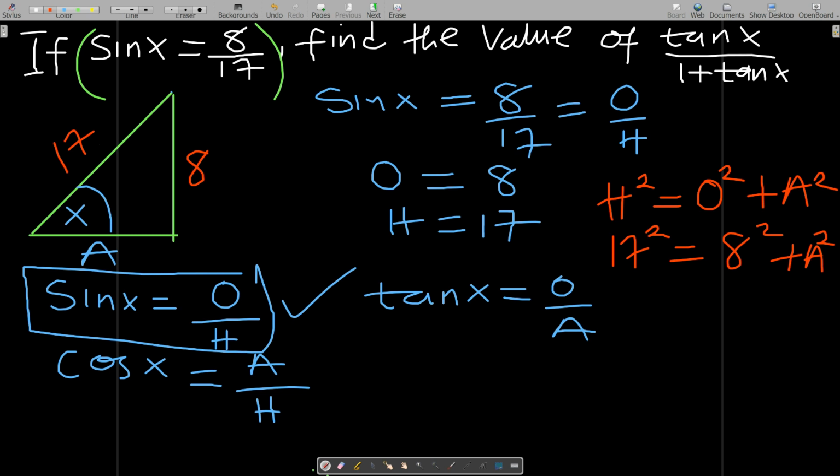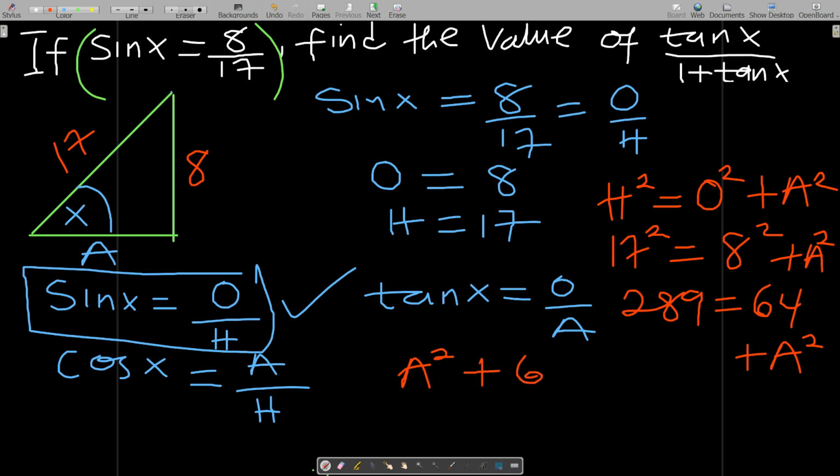Now 17 squared we don't know, so just use your calculator and punch it. 17 squared is 289. So 289 is equal to 8 squared, which is 64, plus a squared. We want to find a, so we make sure that we put our a squared first. We can write the other side of the equation first. So a squared plus 64 is giving us 289.